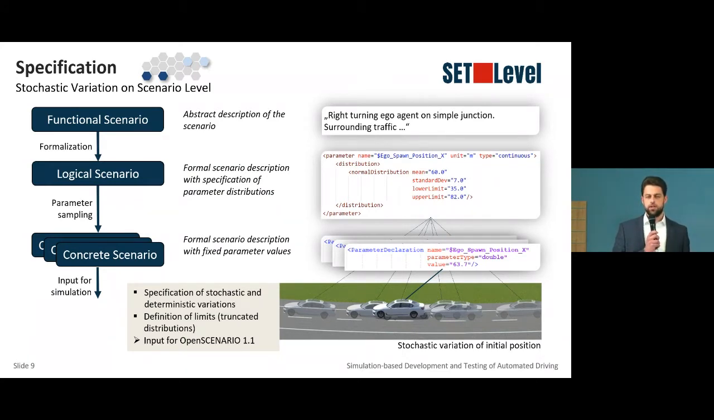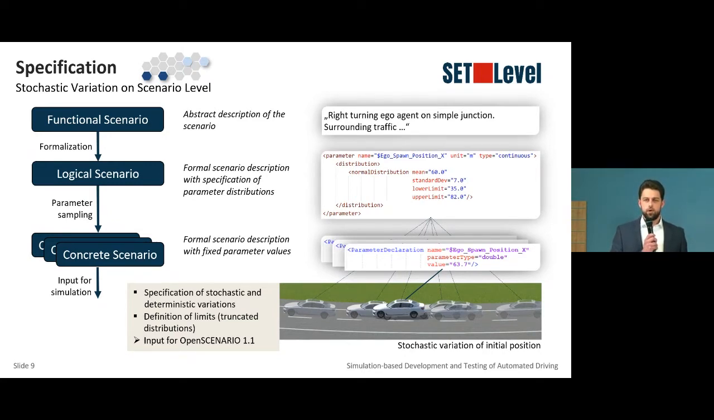The functional scenario is more or less an abstract description of the scenario that we want to execute. This could be something like, in our case, a right-turning ego agent that drives on a simple crossing, and there are surrounding vehicles and surrounding pedestrians that behave in a certain way. Now, when we want to structure that, we need the next level. We need some logical scenarios, as we call them.